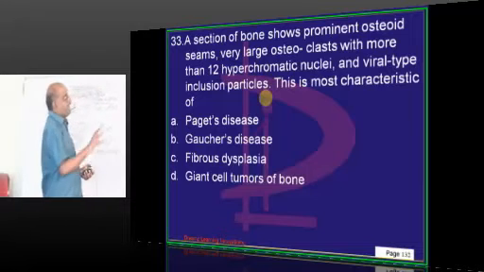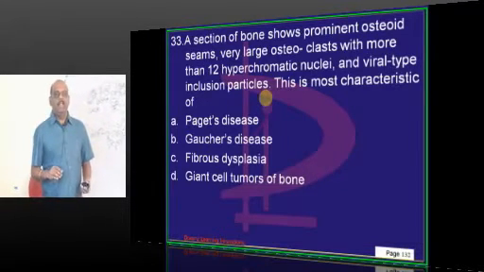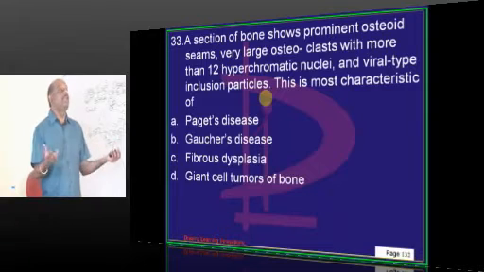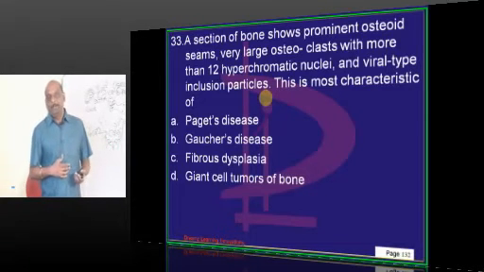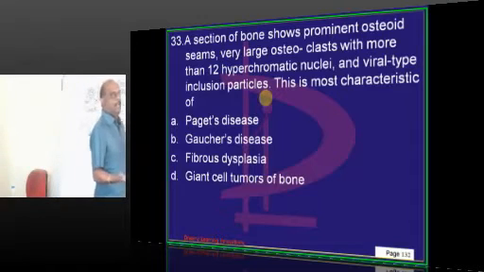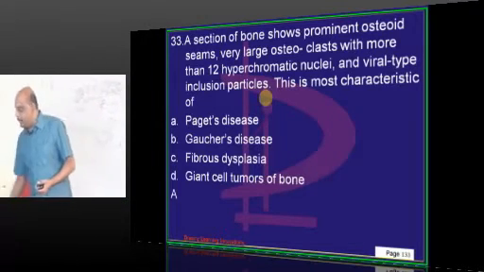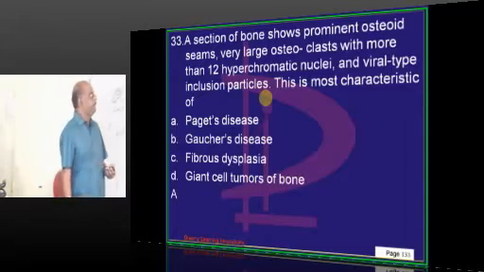Now there are prominent osteoid seams, hyperchromatic nuclei, and paramyxovirus viral particles are found. Paget's disease classically. Paget's can become osteogenic sarcoma? Yes. At one point of time, Paget's becomes osteogenic sarcoma is what needs to be remembered.